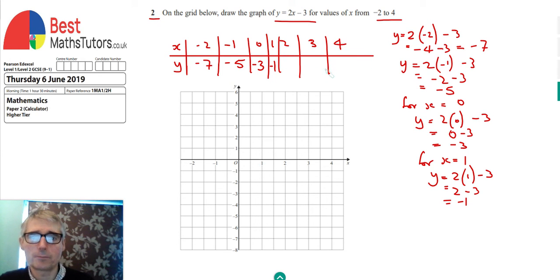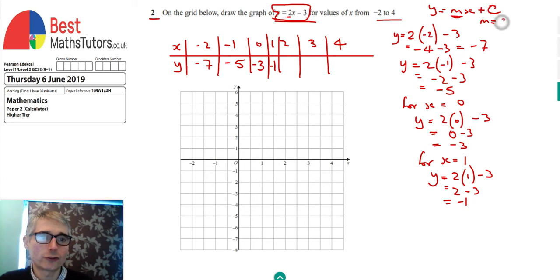And if we're in an exam and we're in a rush, then obviously we want to minimize the amount of time this might take. So one thing is we could look at this value here, the number multiplying the x, and we can see this is also in the form y equals mx plus c. Well, m is the gradient of this graph, and so since m equals 2, what that tells me is it goes up in steps of 2.